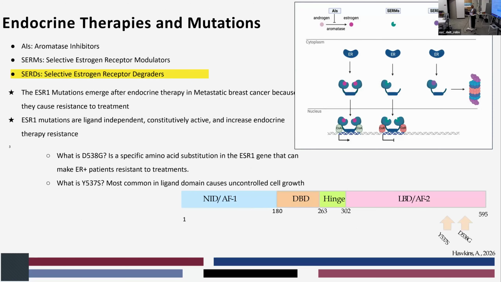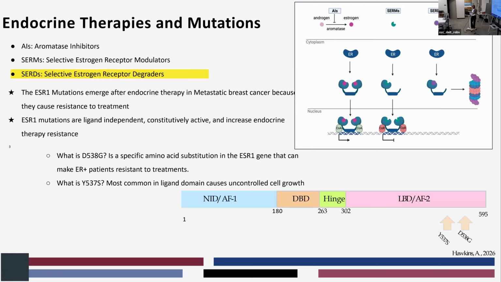So, endocrine therapies. We have AIs, which are aromatase inhibitors. They lower estrogen levels and reduce recurrence. SERMs, selective estrogen receptor modulators, attach to estrogen receptors and block real estrogen from binding. And SERDs, which is what we use in this experiment, are selective estrogen receptor degraders. They completely destroy the receptor. So the mutations emerge after endocrine therapy in metastatic breast cancer because of the resistance to treatment. They're ligand independent, constitutively active, and increase endocrine therapy resistance.